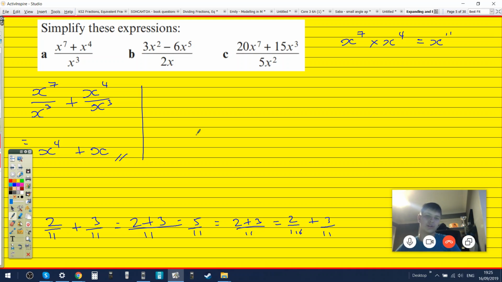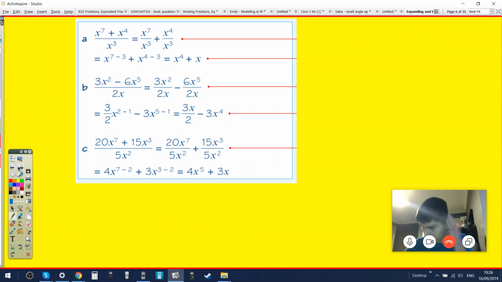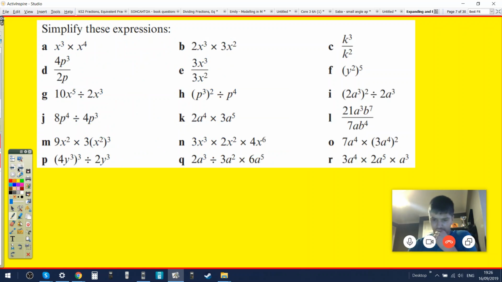So do I need to do them 20x to the power of 7 over 5x squared, and then plus 15x cubed over 5x squared? And then here for the first one I need to do 4x to the power of 5 plus 3x. I think that's just it. That's it. Yep. Okay. So yeah, they can be brought together. They can be pulled back apart.